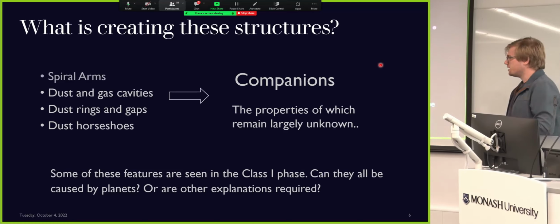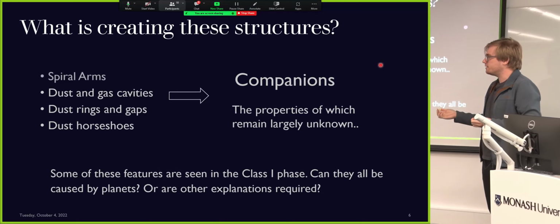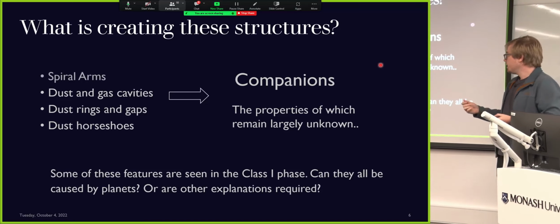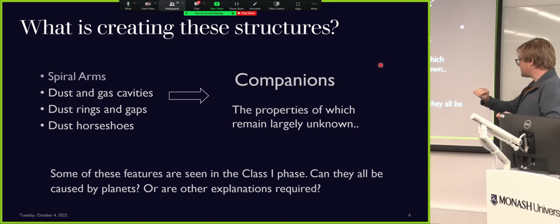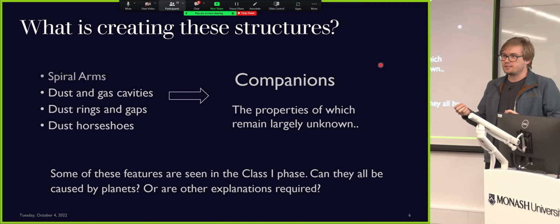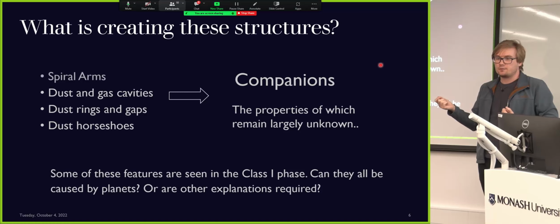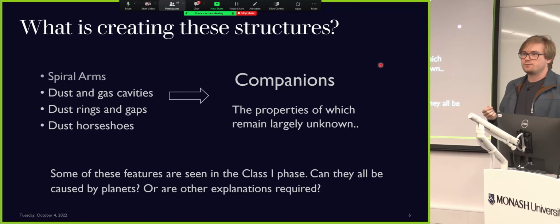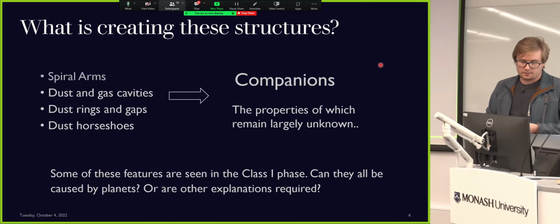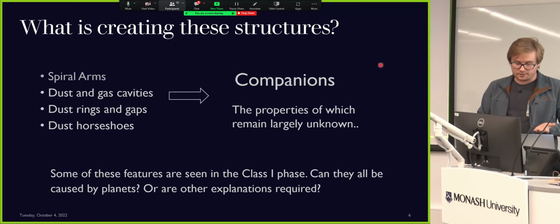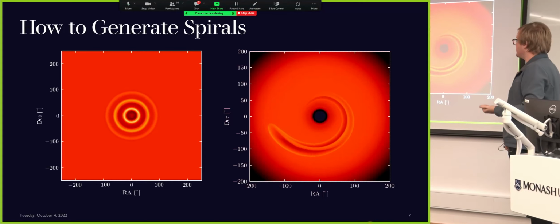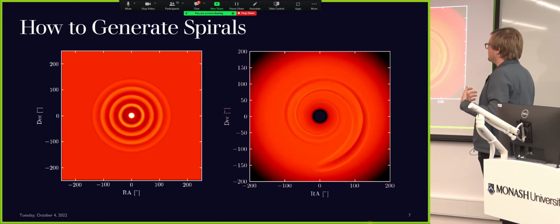And in some cases, we see these features very early on in the evolution of the protoplanetary disks. So in the class 1 phase, that means roughly a few times 10 to the 5 years since the star itself formed, and the disk lifetime is a few times 10 to the 6. So it's very early on. We see some of these features early in the evolution of the disk.